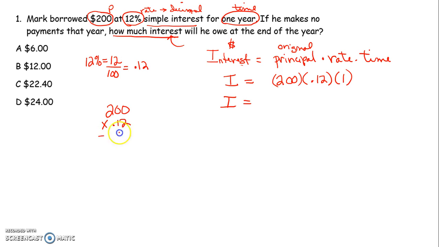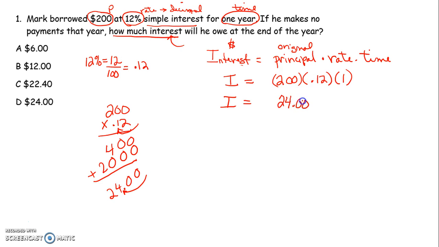200 times 12 hundredths. 0, 0, 2 times 2 is 4. Put down a 0. 1 times 0 is 0. 1 times 0 is 0. 1 times 2 is 2. Add those up. 0, 0, 4, 2. Okay. So 2 places over, 2 places over. So the amount of interest, and then you multiply that number by 1. I mean, it's only 1 year that they care about. If they cared about 5 years, you'd multiply by 5. Oh, they don't care about 5 years. They care about 1.